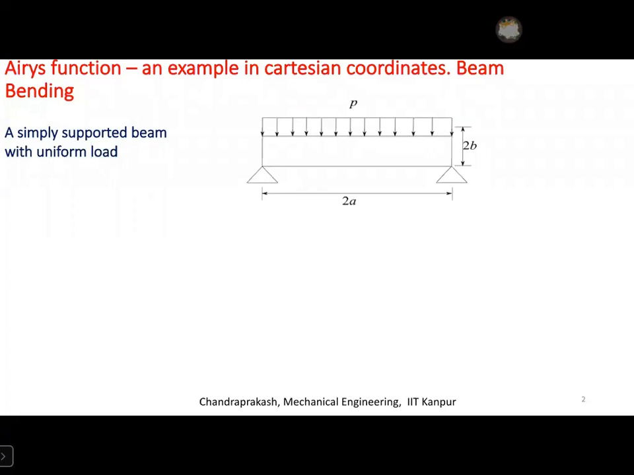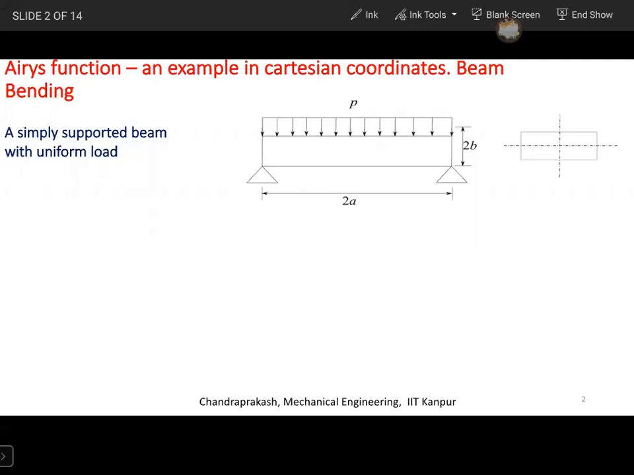Right? We had a beam in bending. We had a beam which was rectangular, right? And this should be 2b and not the entire one, right? So basically this is 2b, right? And it is rectangular in cross section, and there is a uniform load, which is load per unit length of p, right?